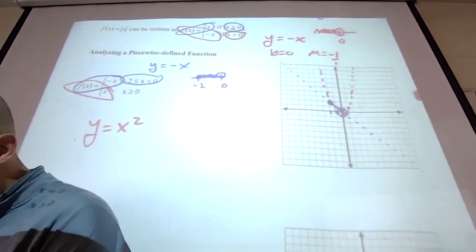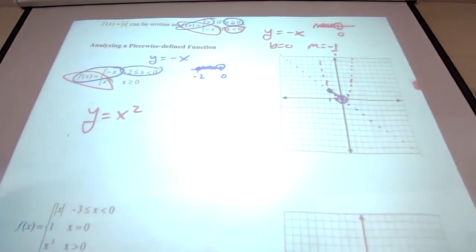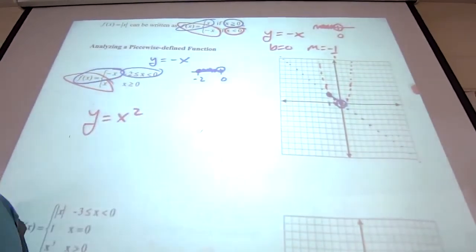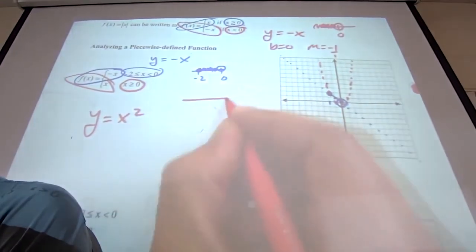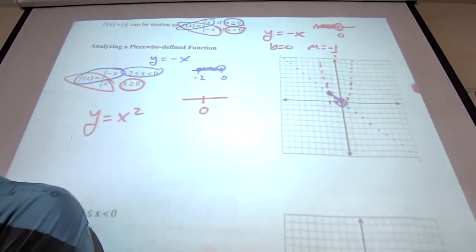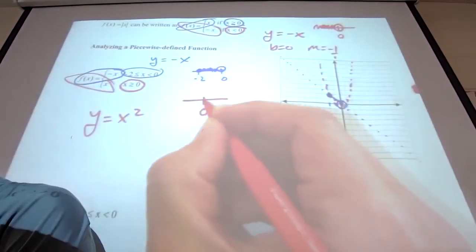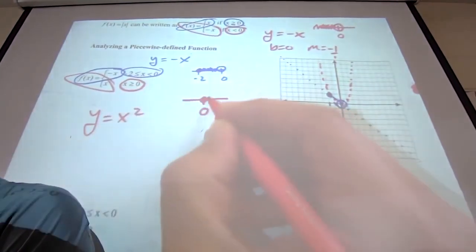Okay, now I don't want to graph the whole thing. I want to graph it over this inequality. I want to graph where x is greater than or equal to 0. So on a number line here, 0, equal to means it's solid, greater than says I would shade to the right.